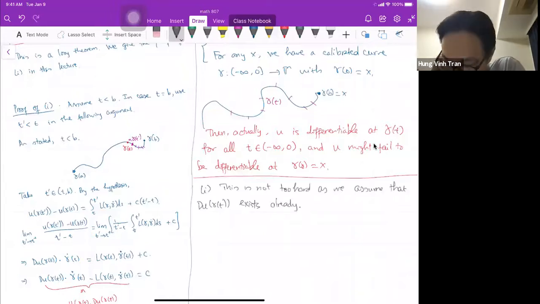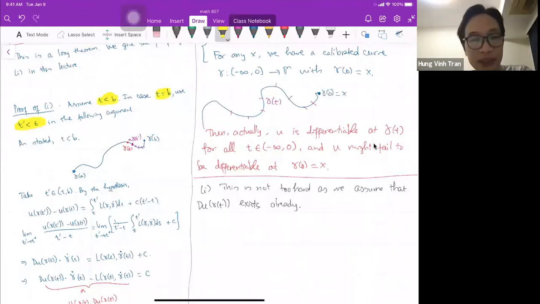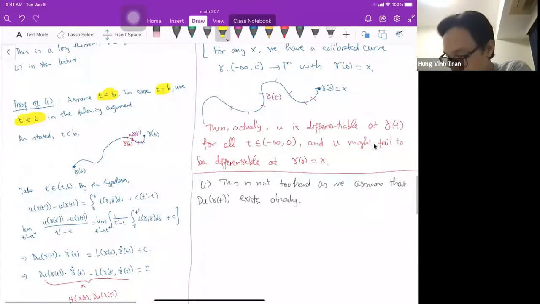Again, you can assume that t is less than b, because if t equals b, then you can approach it from just one side, from something less than b approaching b, because in this proof I'm only using one-sided approximation, and that's fine. So I'm assuming here that this is a, this is b, and that t is less than b.